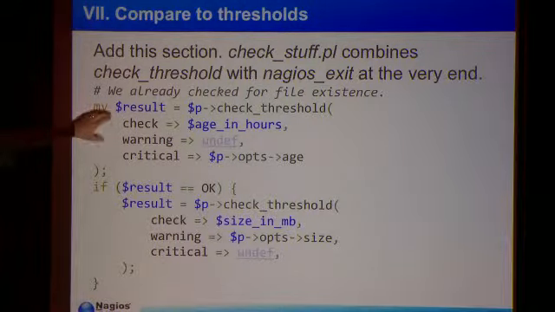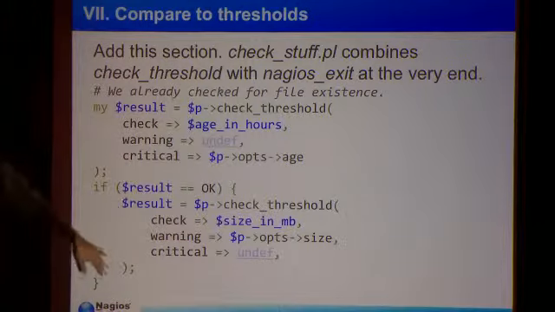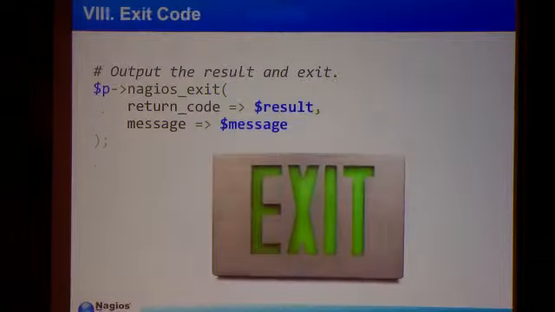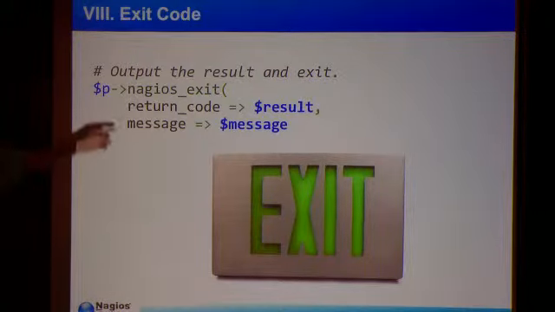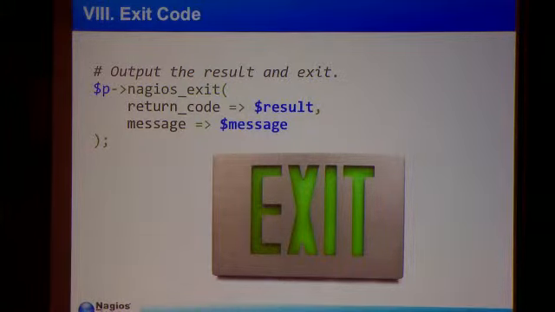So if we pass the first one and it's okay, then we run the second one. Otherwise, we just return the failure from the first one. And then we use Nagios exit to set the return code and the message.